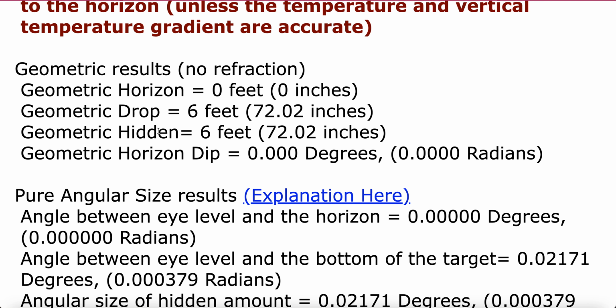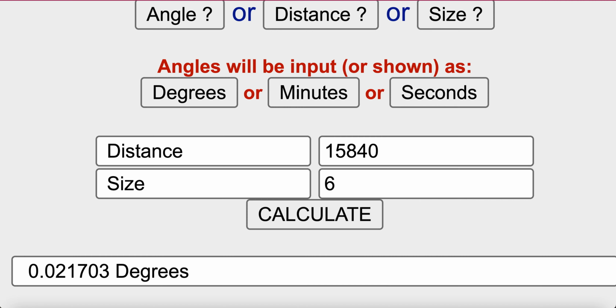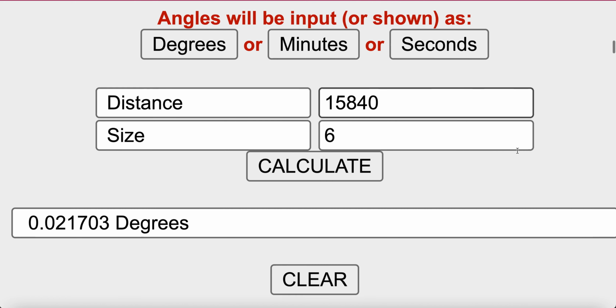If you're looking out across with your eyes at, let's say, the water level, and a boat goes away 3 miles, and it's 6 foot high, then it's going to be blocked by Earth curve. That's their claim, right? Now, if we go to the angular size calculator, 3 miles is 15,840 feet, size 6 feet, right?